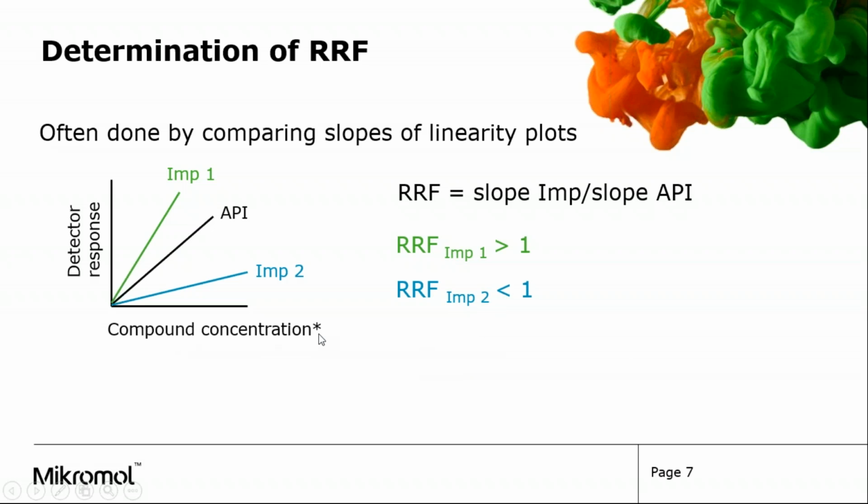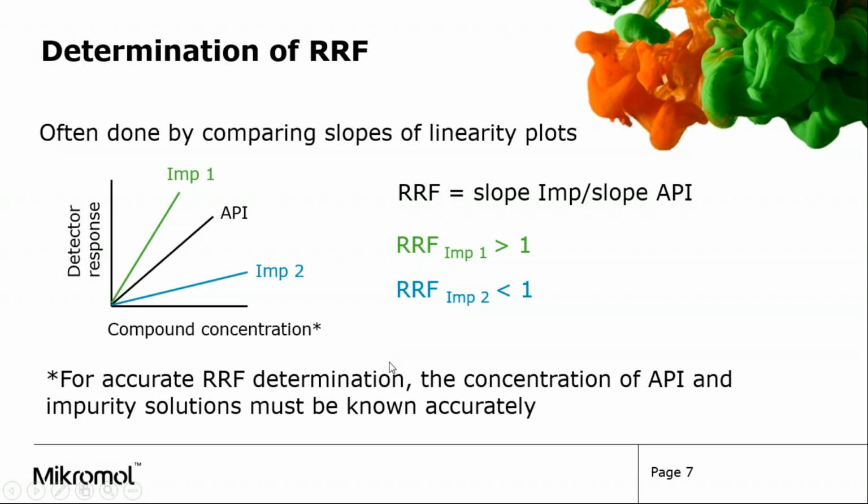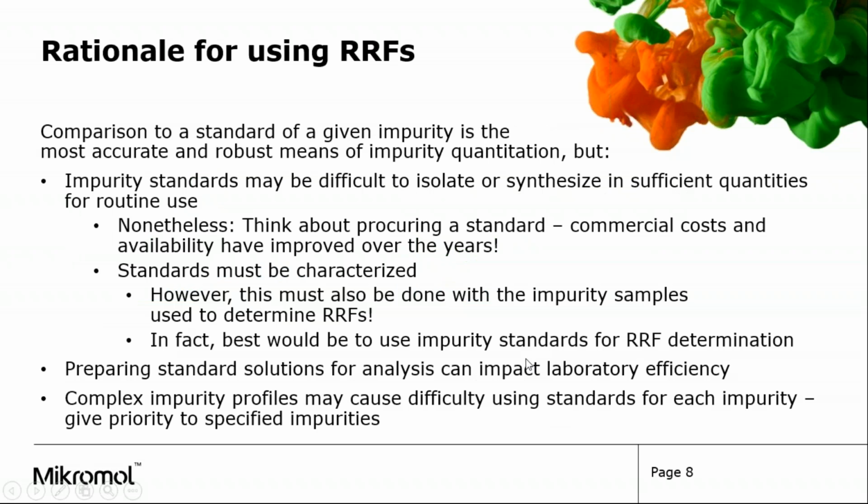And you note here that I've made a notation about the compound concentration, and the point there is that to have an accurate RRF determination, the concentration of both the API and the impurity solutions must be known accurately. So usually for the API, this is done with the API reference standard where you do know that accurately. But there can be questions depending on how you go about calculating the concentration of the impurity solutions. So we'll be discussing that in a minute.